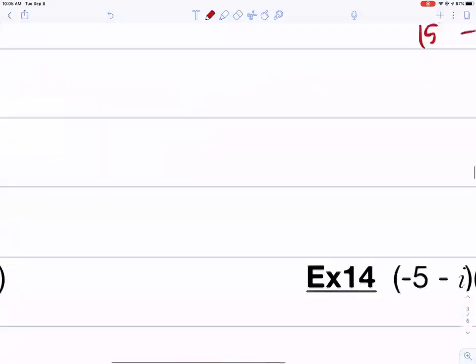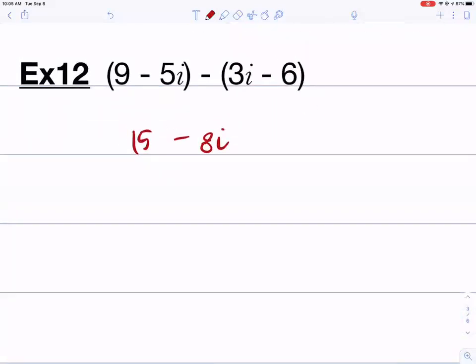Wait, so it's -5 minus 3i though? -5i minus 3i. Distribute the negative. Oh, okay, so it turns into a positive. Okay, that confused me. Wait, what turns into a positive? So, oh wait, so it's -5i minus 3i. Oh, okay. I thought we were adding a negative somewhere. No, there's no magical negatives.